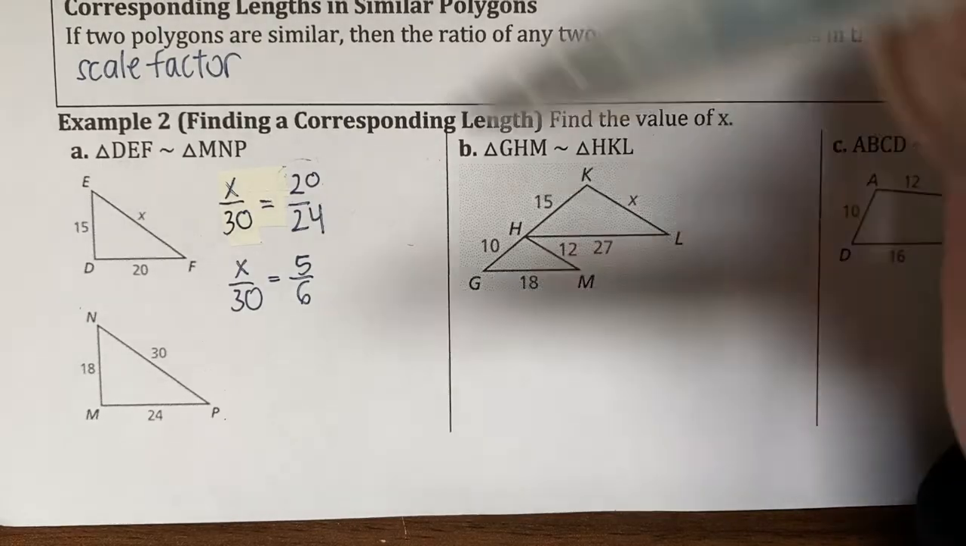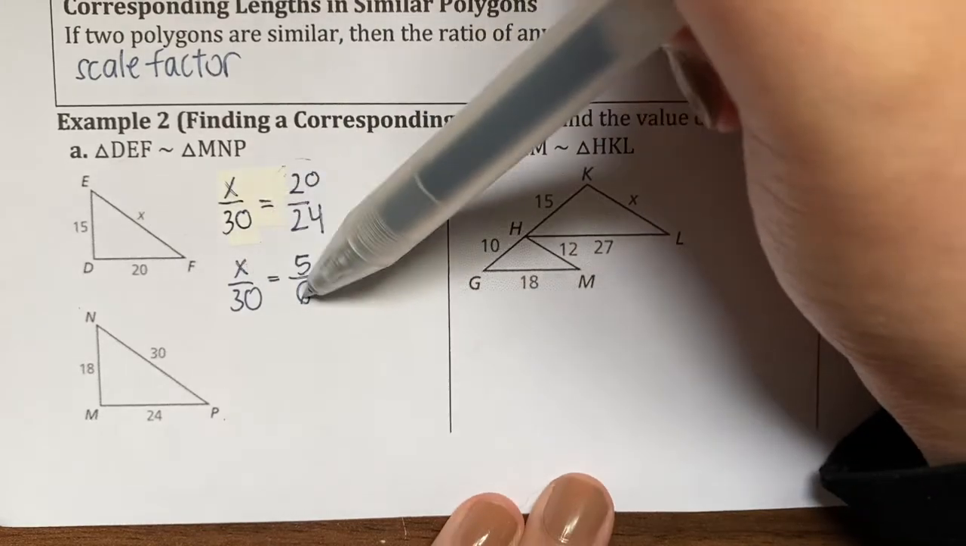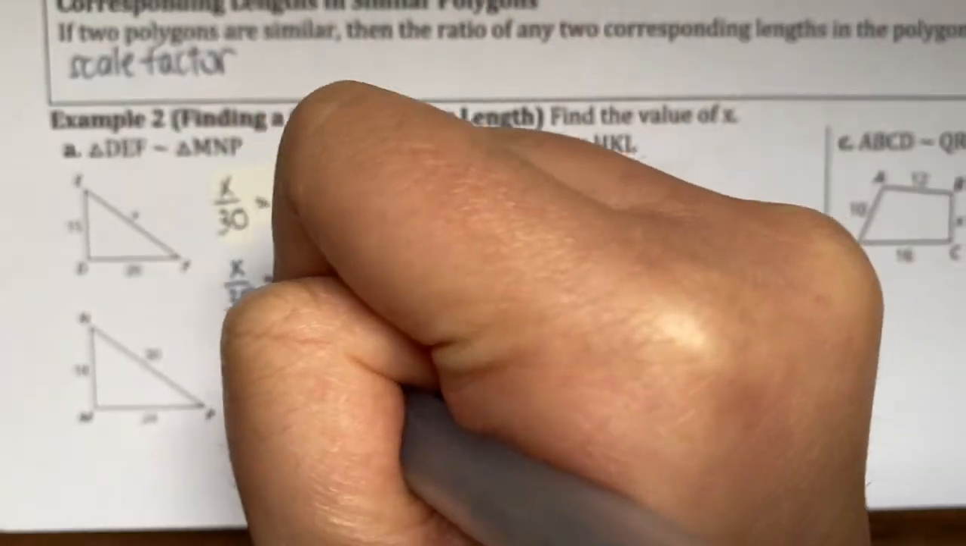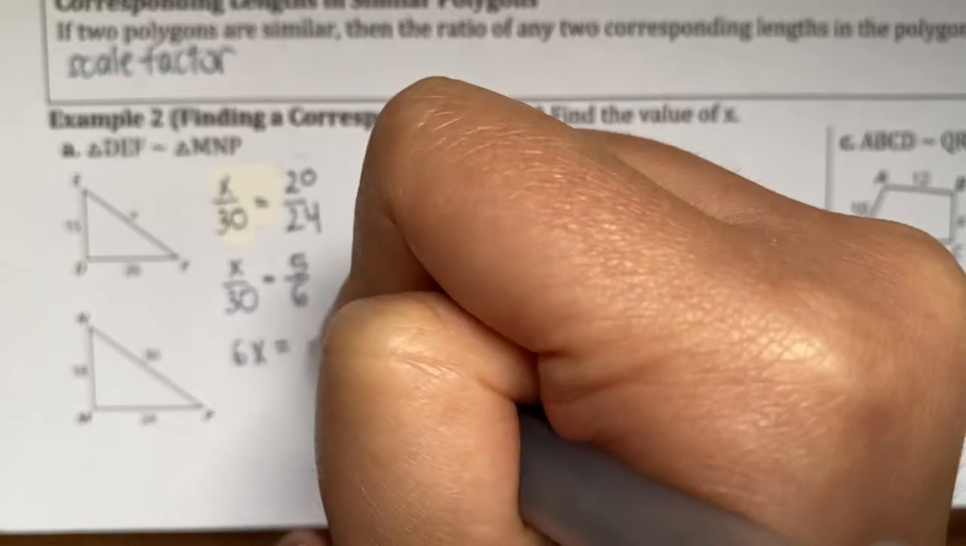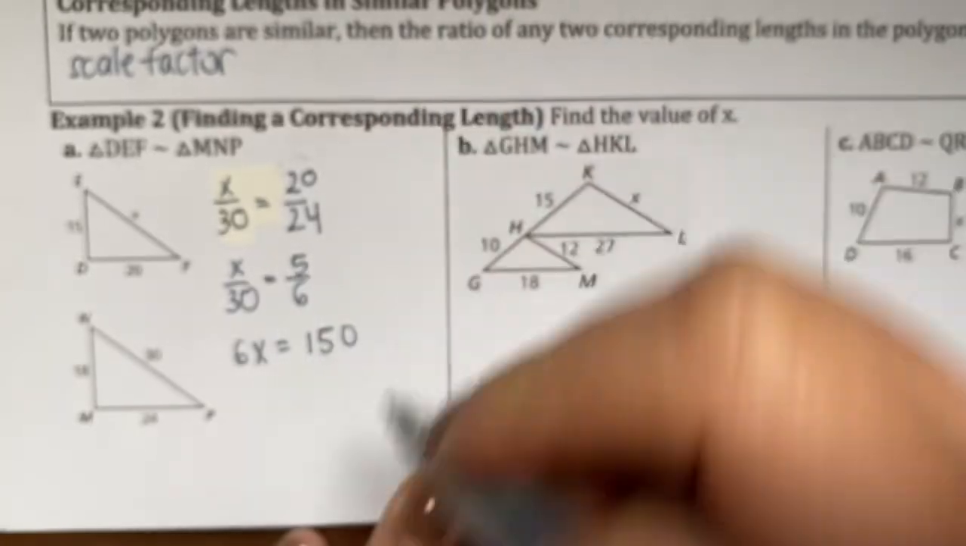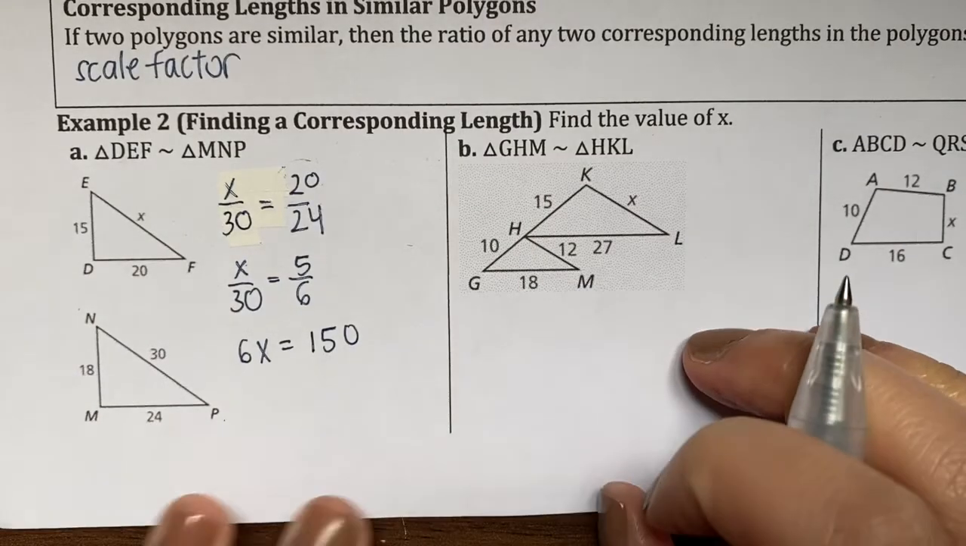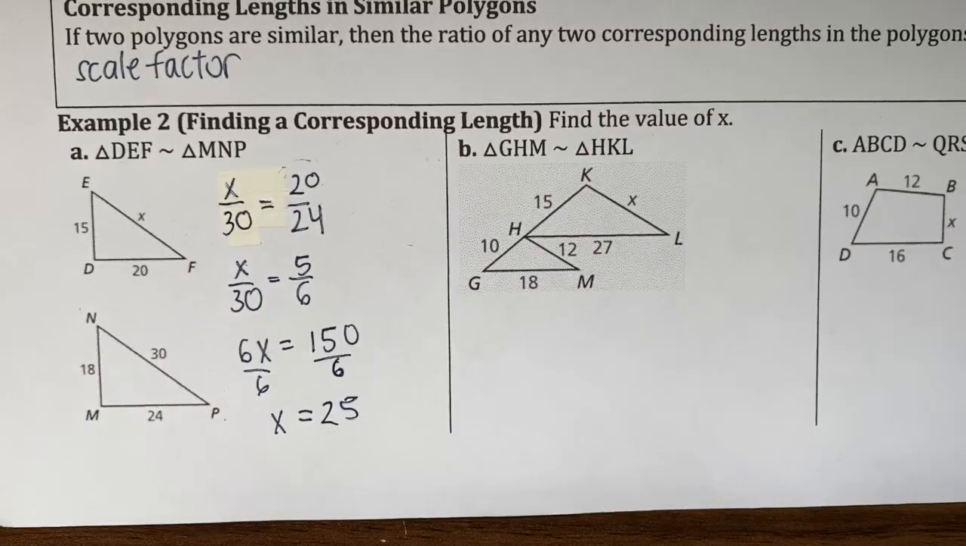Once you get here, you're going to cross multiply. So x times 6 is 6x. 30 times 5 is 150. Then we just want to solve for x. Divide by 6 on both sides. X is equal to 25. Let's do that one more time.